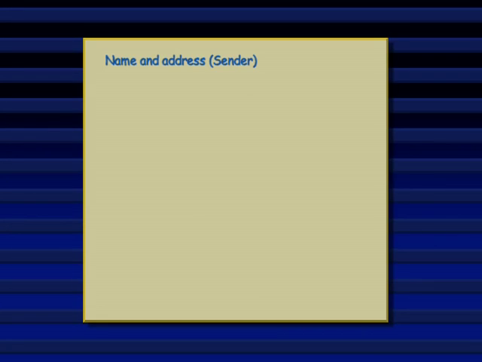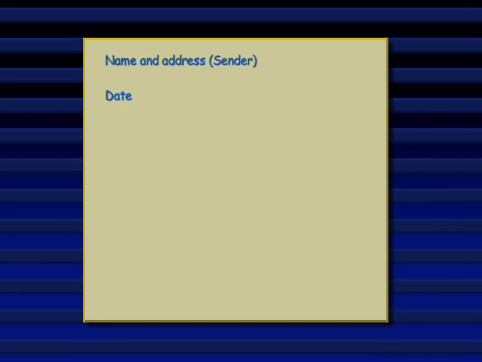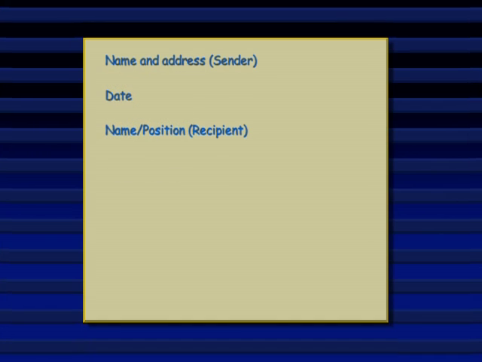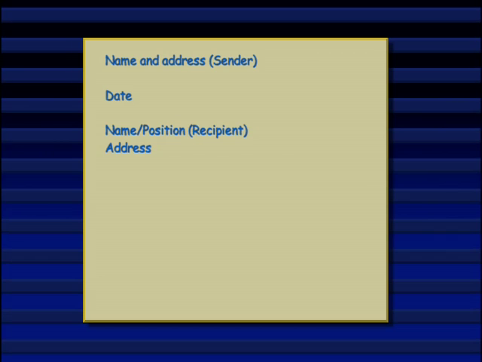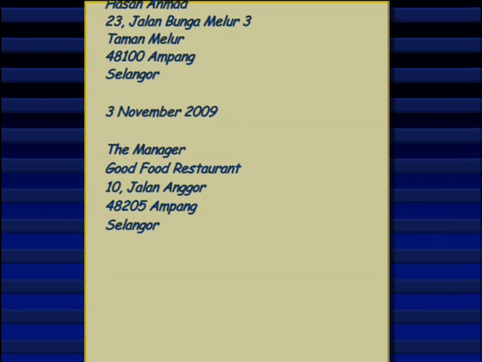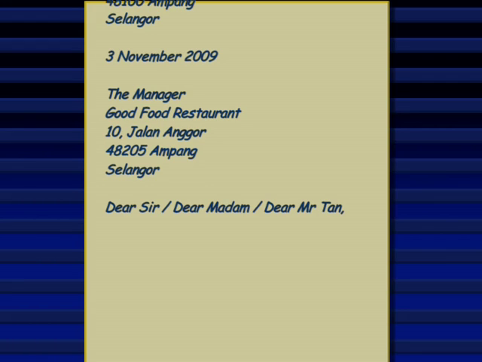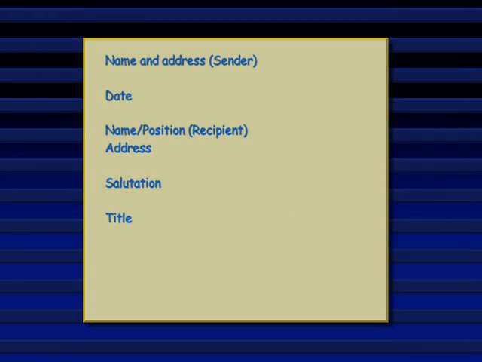The name and address of the sender must be at the top left-hand corner. Below that will be the date the letter is being written. And below that, we write the recipient's name or position, such as the manager or the managing director. This will be followed by the recipient's address. Then we write the salutation, Dear Sir or Dear Madam, or the name of the person, Dear Mr. Tan. And below that comes the title, which is the subject that we want to talk about in the letter.